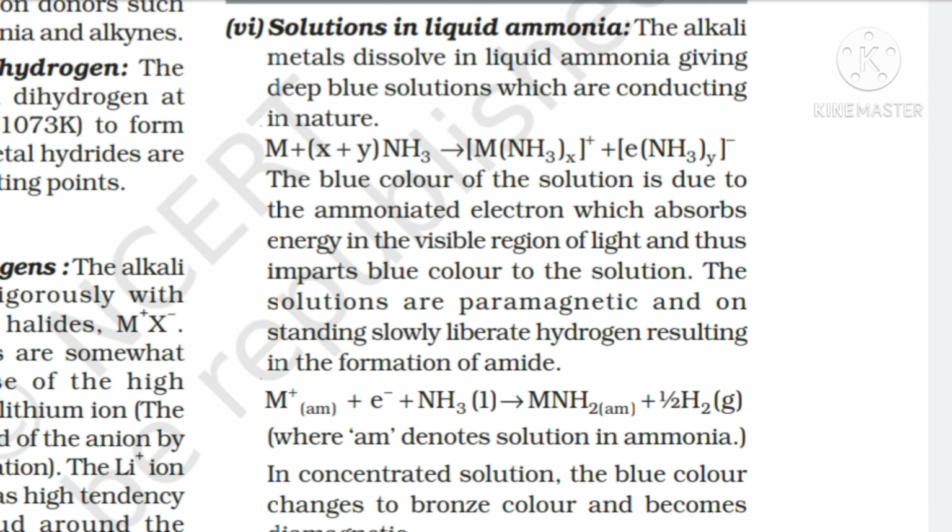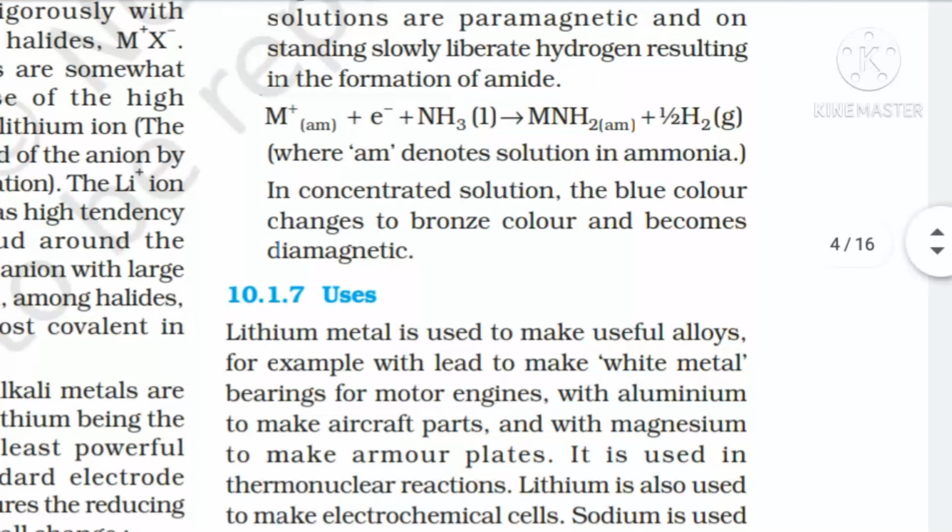The solutions are paramagnetic and on standing slowly liberate hydrogen, resulting in the formation of amide. M positive plus amide plus electron plus NH3 liquid to form MNH2 amide plus half H2 gas, where am denotes solution in ammonia. In concentrated solution, the blue color changes to bronze color and becomes diamagnetic.